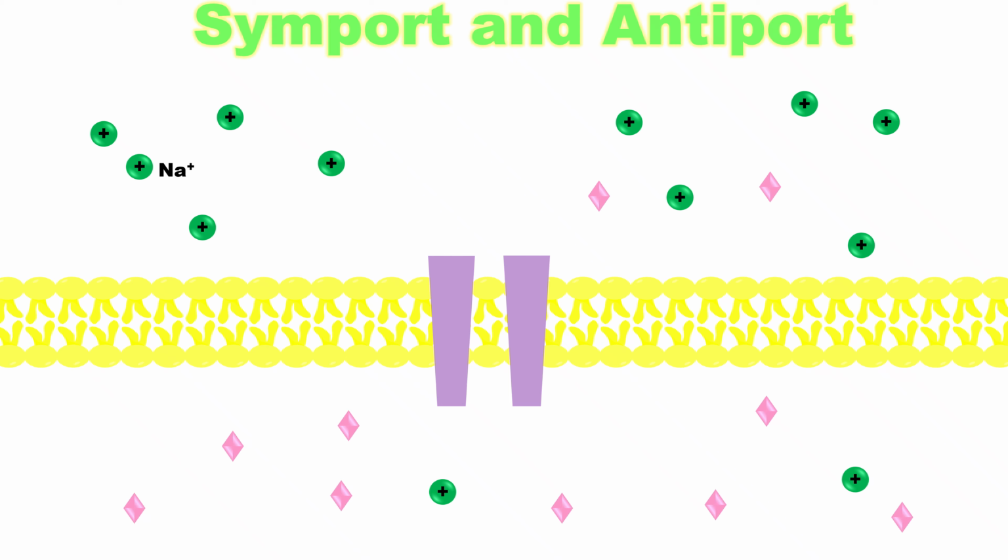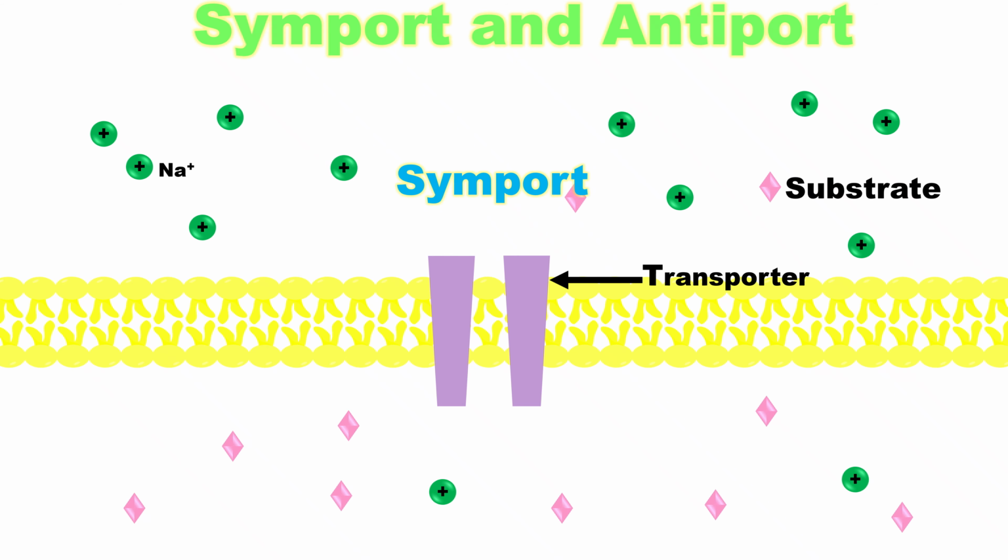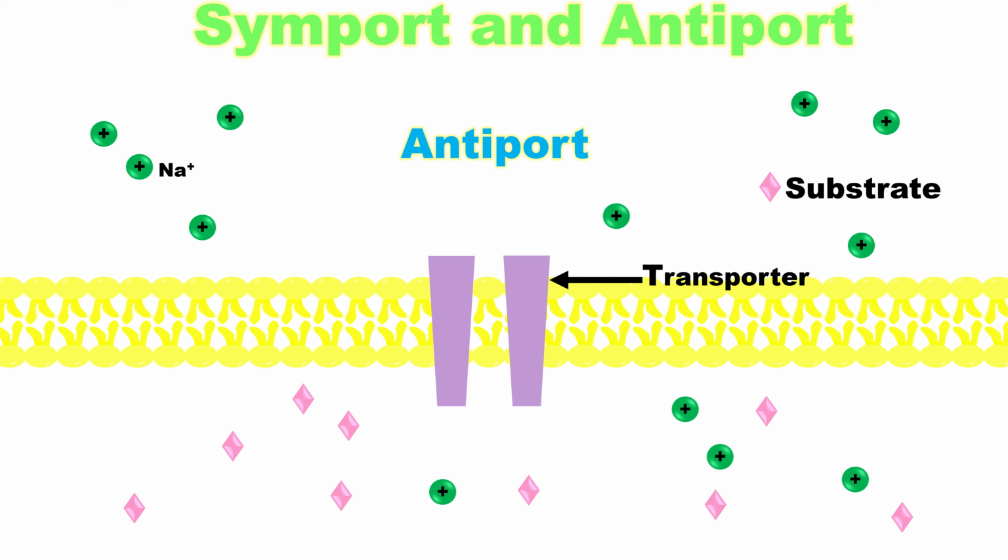In symporters, both molecules move in the same direction. Example, sodium-glucose cotransporter in the gut, while in antiporters they move in opposite directions. Example, sodium-calcium exchanger.